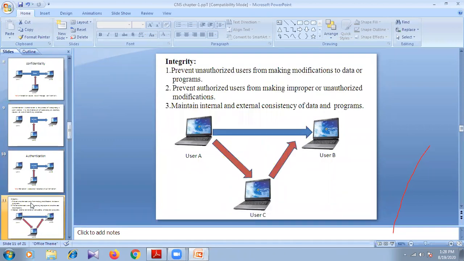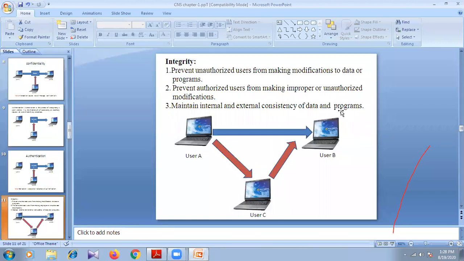And next one is integrity. Integrity is another security service, preventing unauthorized users who are doing these things, drawing these lines. Those are unauthorized, but they are doing unauthorized things. So those two users are making unauthorized modification of data. That type of thing is simply called integrity.